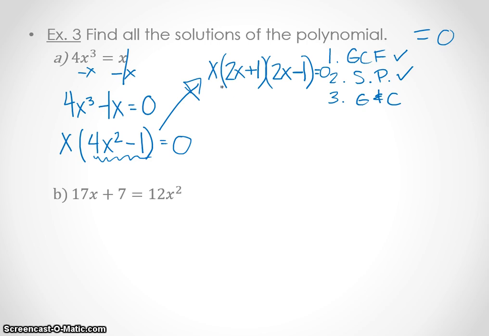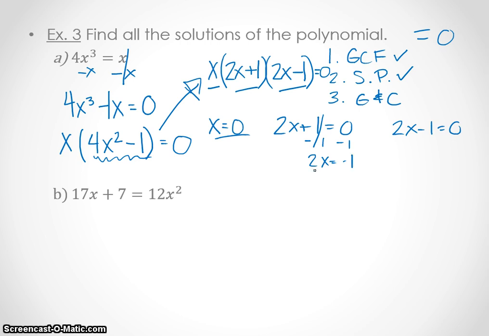So let's go ahead and set each of these things. We have 3 things, remember, equal to 0. So we have x equals 0, and we get 2x plus 1 equals 0, and then we get 2x minus 1 equals 0. So we're breaking it apart here, setting them all equal to 0. Well, this one's done. Obviously, x is going to be 0 here. Here we minus 1, we get 2x equals negative 1. We divide each side by 2. And we get x equals negative 1/2.